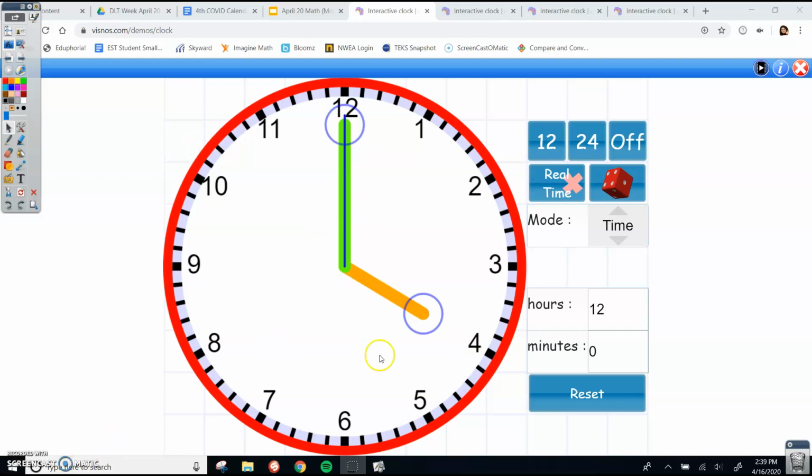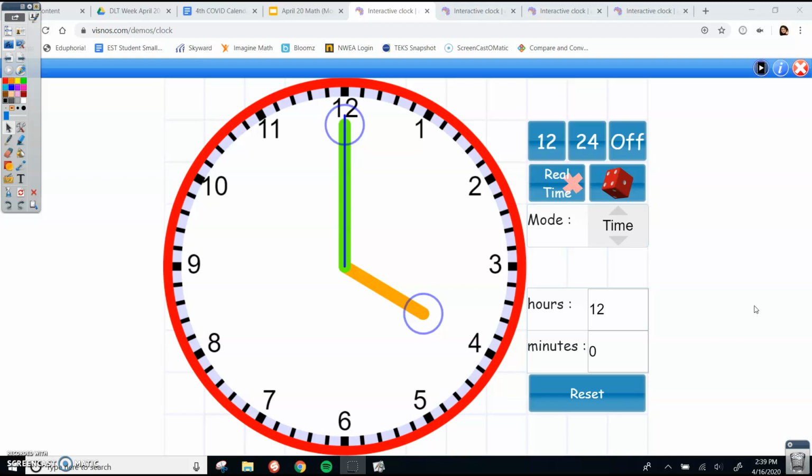So this clock right here, this type of clock face, is called an analog clock. The clock that you're probably used to seeing is down here. This is called a digital clock. Digital clocks are how we actually write time. We have the hour and then we have the minutes that follow.